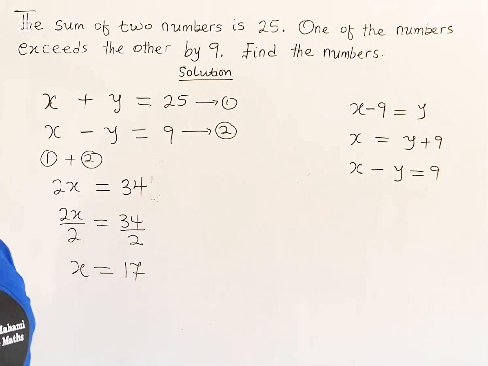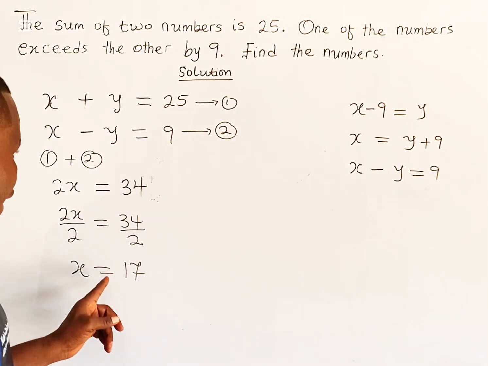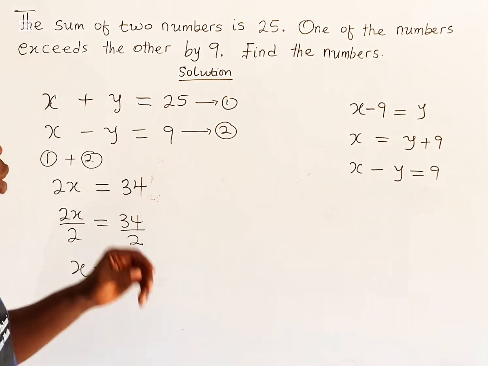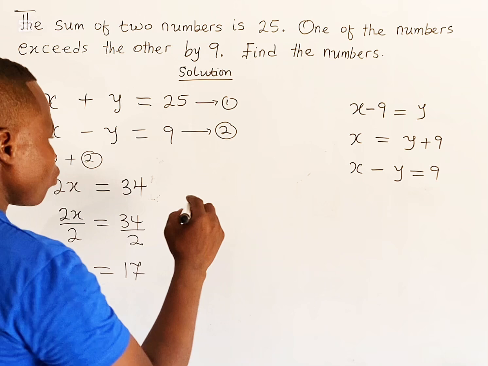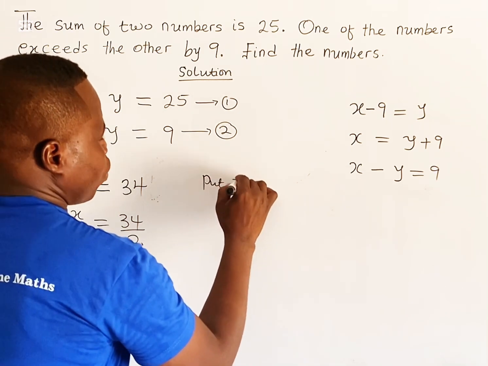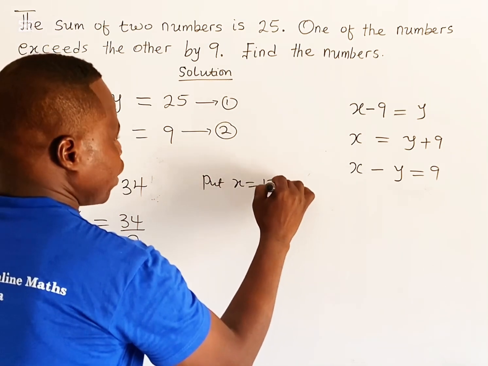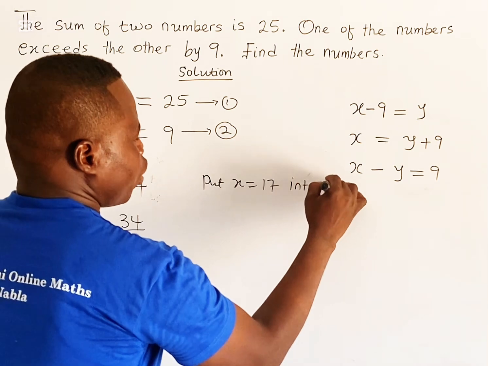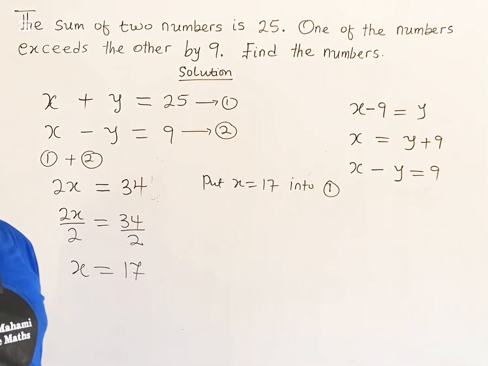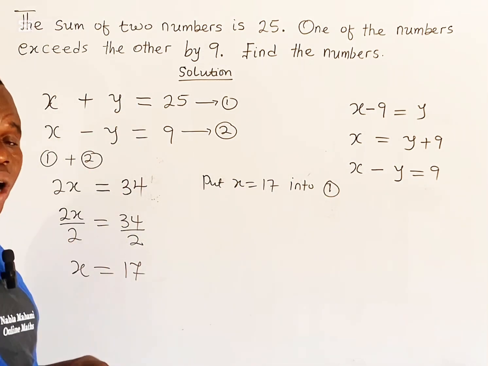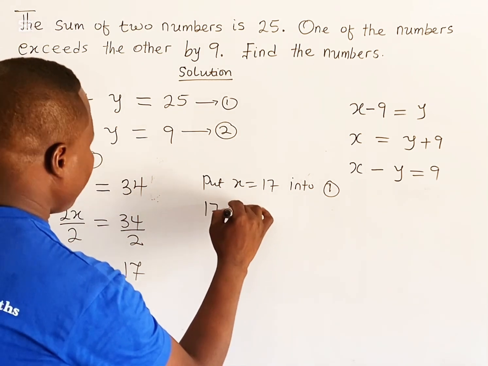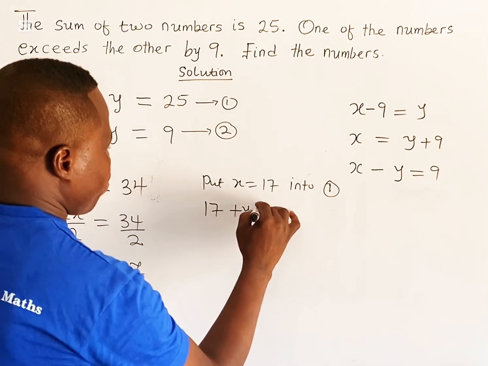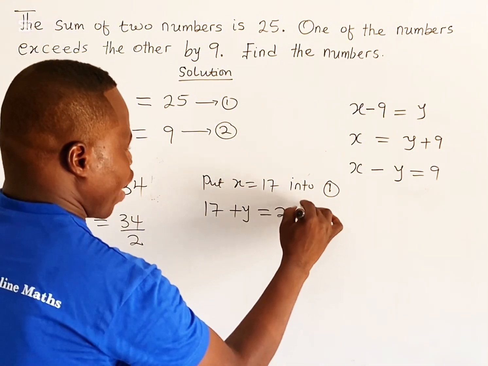For me to find y, I have to substitute x into either equation 1 or equation 2. So I'll put x, which is equal to 17, into equation 1. I'm putting it into equation 1. So in equation 1, wherever I see x, I'm putting 17. So here I have 17 plus y is equal to 25.